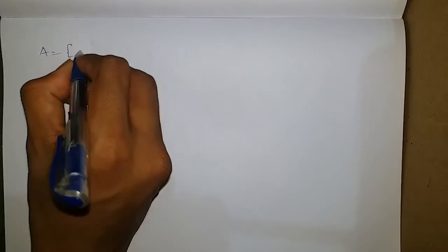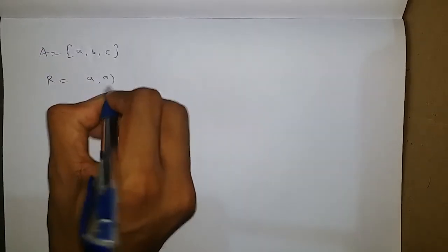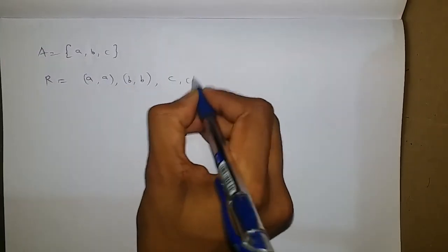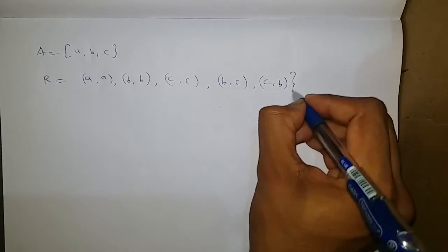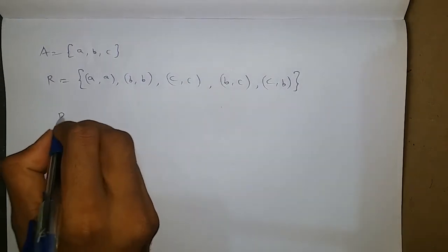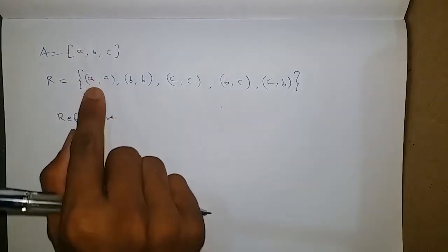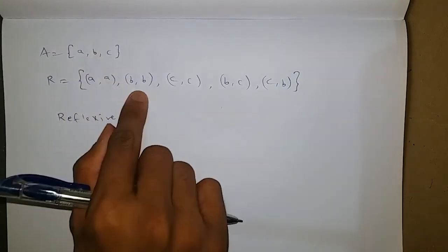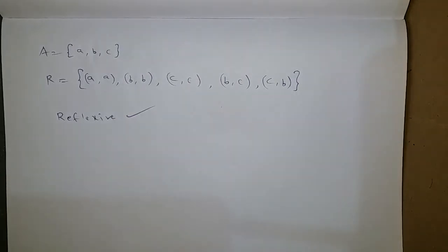Okay, now let us check one easy problem. Set A is {a, b, c} and the relation is given as (a, a), (b, b), (c, c) and (b, c), (c, b). Now let us check whether this relation is an equivalence or not. To be an equivalence, first it should satisfy the reflexive condition. A is an element, then (a, a) is there. B is an element, (b, b) is there. C is an element, (c, c) is there. So it is satisfying reflexive.